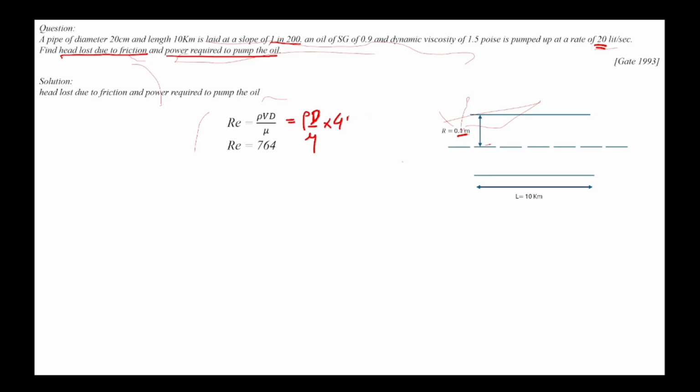Velocity is 4Q upon pi d square. D and D, one D will cancel out. So putting the value of Q as well here, we will get the Reynolds number this.